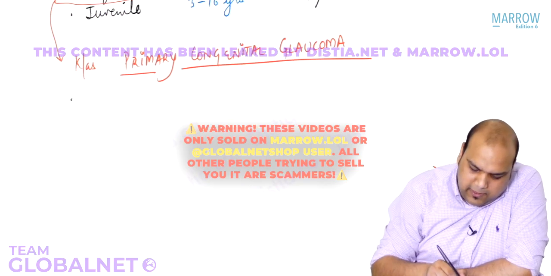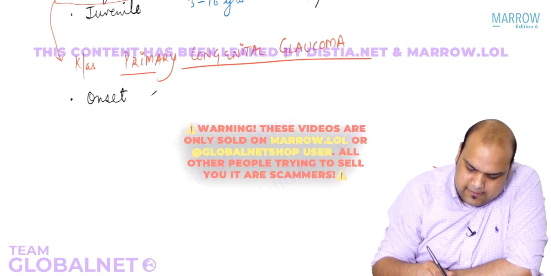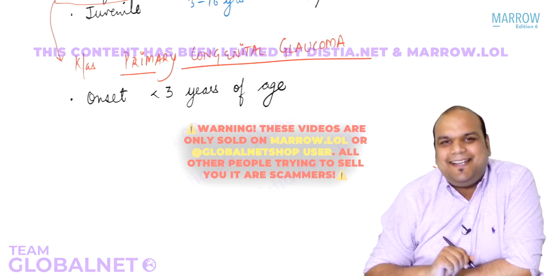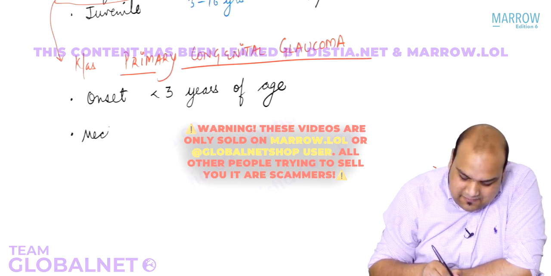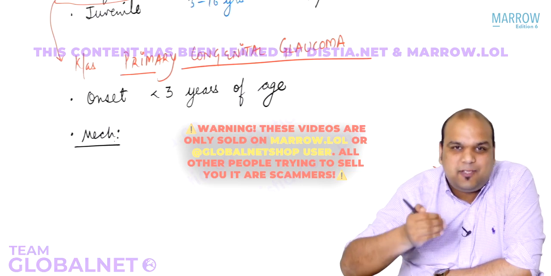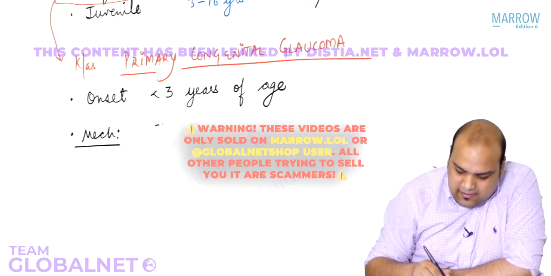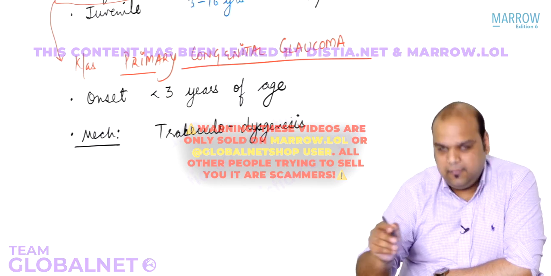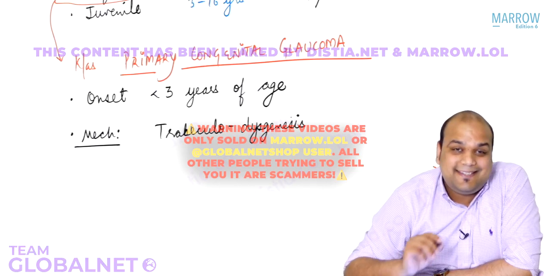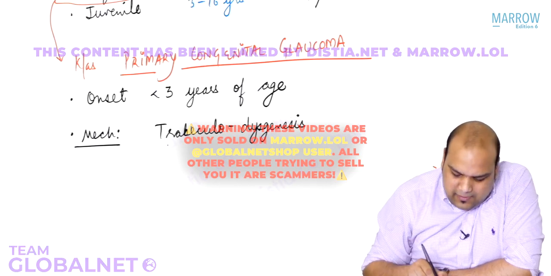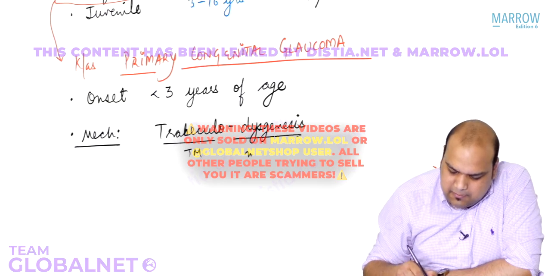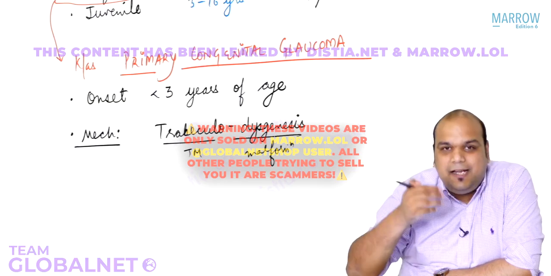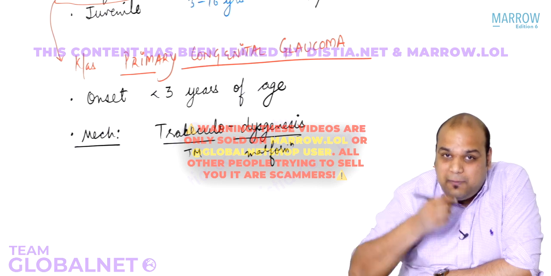We know now that for primary congenital glaucoma, the onset is less than 3 years of age, either newborn or infantile. What is the mechanism? If it is congenital, there has to be some kind of malformation since birth. Trabeculodysgenesis. Trabeculodysgenesis, 2 words. Trabeculo means trabecular meshwork. Dysgenesis means malformation. When the child is born, there is some issue in the formation of trabecular meshwork.